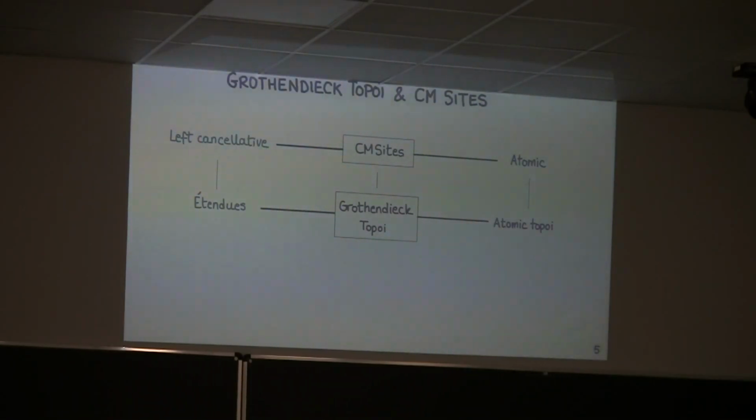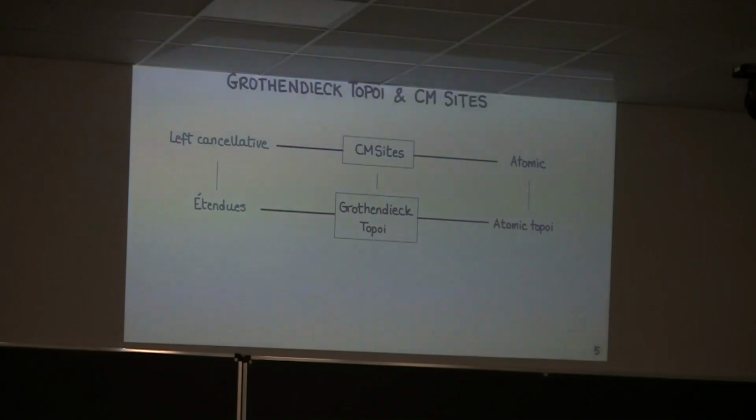Okay, so in a way, we can see Grothendieck topoi as some sort of interpolation between atomic topoi and étendues. This is a very vague statement. We are working on making this more precise. And Dorette, who will be talking next on the second part of this story, will give a couple more hints of things we can look at, but this is work in progress.